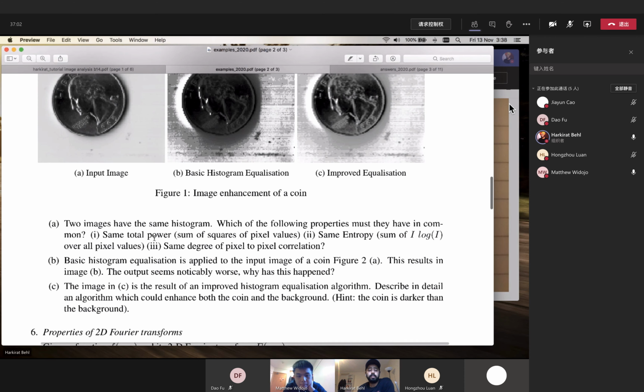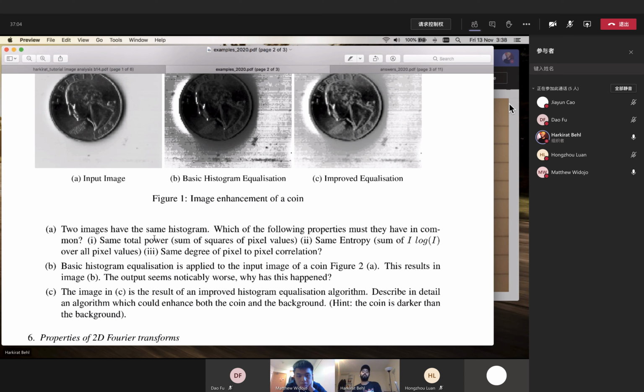So the second question is that a basic histogram equalization is applied to image A, and this results in image B. Why is that so bad? I think for this we'll need a good understanding of what histogram equalization does. What it does is, let's forget about histogram equalization for now.